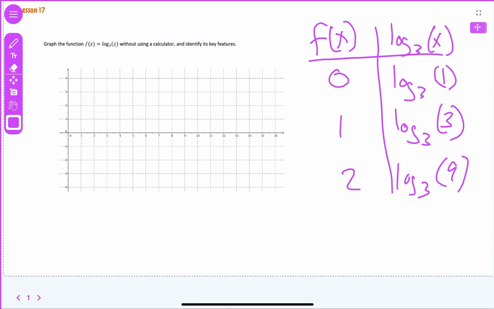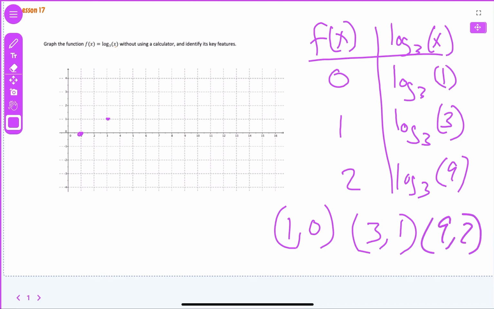So we have 0, 1. Now you need to know how to write that though. X is 1 and the y is 0. Remember, f of x is y. That is our y. Okay? So we have 1, 0. Then we have 3, 1. So over here, go 3 to 1. And then we have 9, 2.